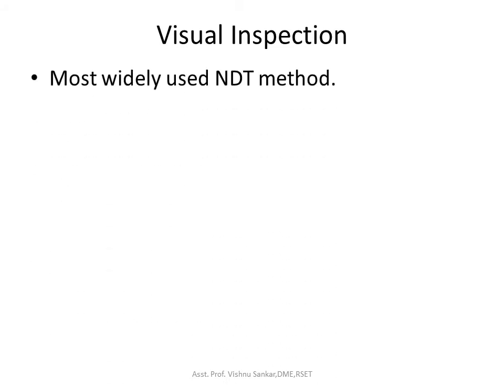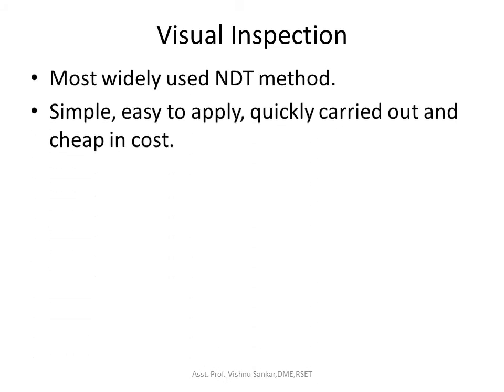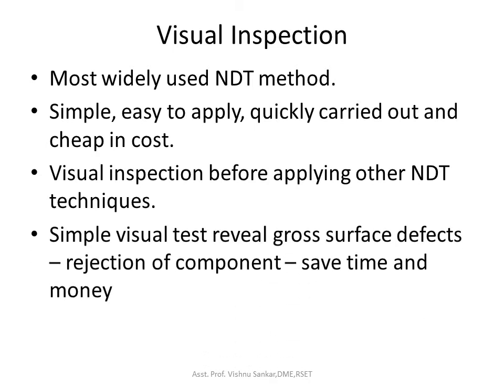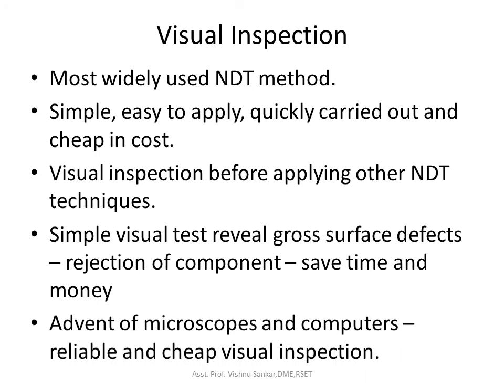Now, we will move on to the first method of non-destructive testing, which is called visual inspection. It is the most widely used NDT method. It is simple, easy to apply, quickly carried out and cheap in cost. Visual inspection is usually done before applying other NDT techniques. Simple visual tests reveal gross surface defects leading to the rejection of a component, thus saving time and money. The advent of microscopes and computers helps make visual inspection reliable and cheap.